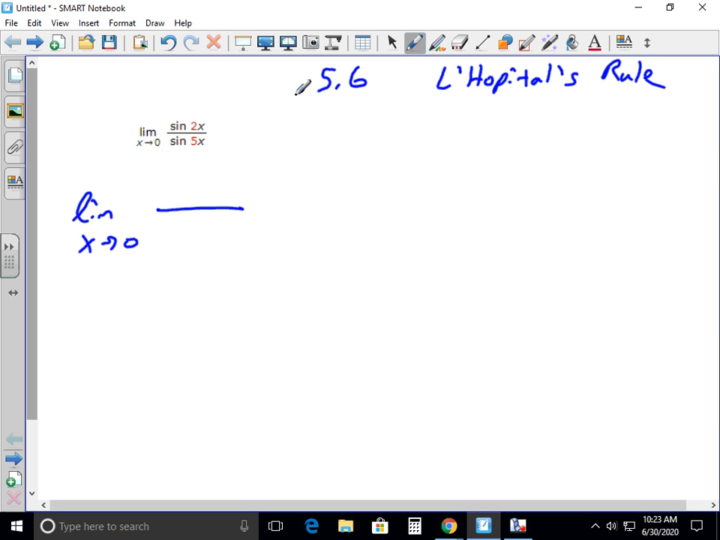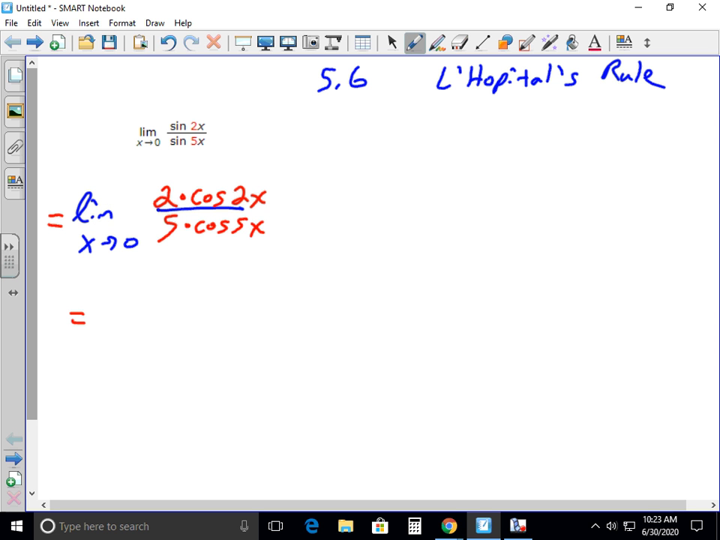But what L'Hopital's rule states is that if we take the derivative of the top, so the derivative of sine is cosine times the derivative of the inside. On bottom, the derivative is cosine times the derivative of the inside. That if we take the limit, then that's going to be equivalent to the limit of our original, only if it's indeterminate. If this was not indeterminate to begin with, then taking the derivative of the top and then the bottom and then taking the limit would not work.